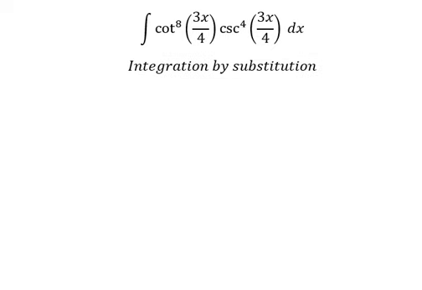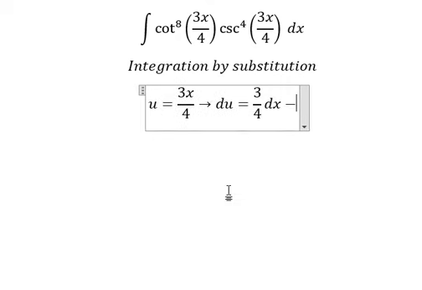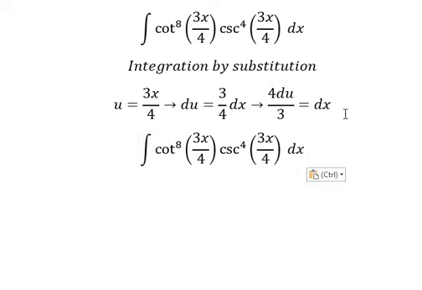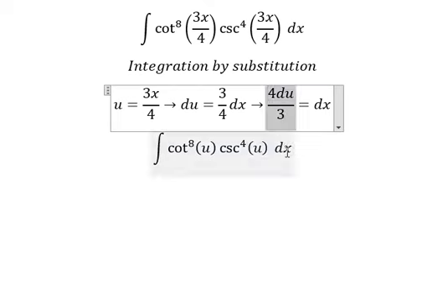So I will put u equal to 3x over 4. Later we first take the derivative of both sides. We have du equals 3 over 4 dx. Because we don't have 3 over 4 over there, we need to divide both sides by 3 over 4. This one we change by u. dx we change by this one.